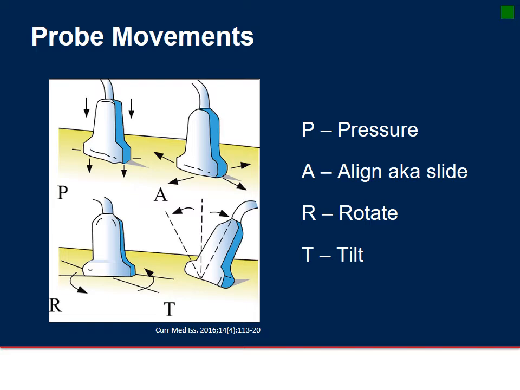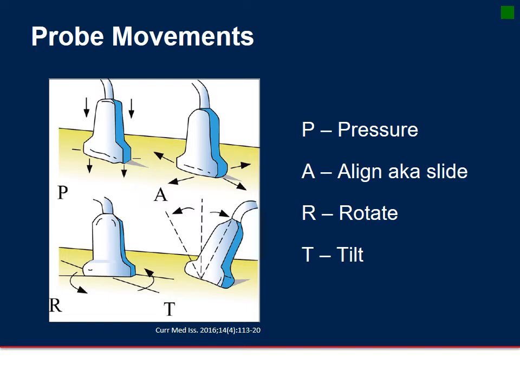One of those is pressure, so how hard you're pressing on the skin. Oftentimes you don't have to press much, and especially with vascular ultrasound, for example, if you push too hard, then you may lose the image that you're looking for. A is for align, and it's just this idea that you can move the probe over the skin in different directions to get to the point that you're able to get the image you need.